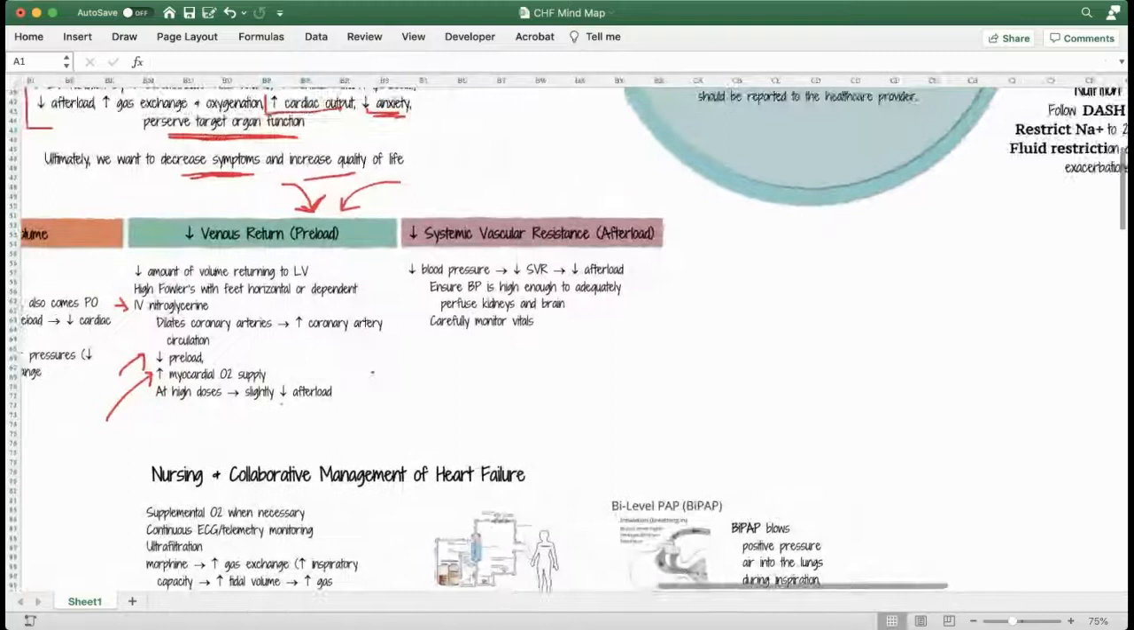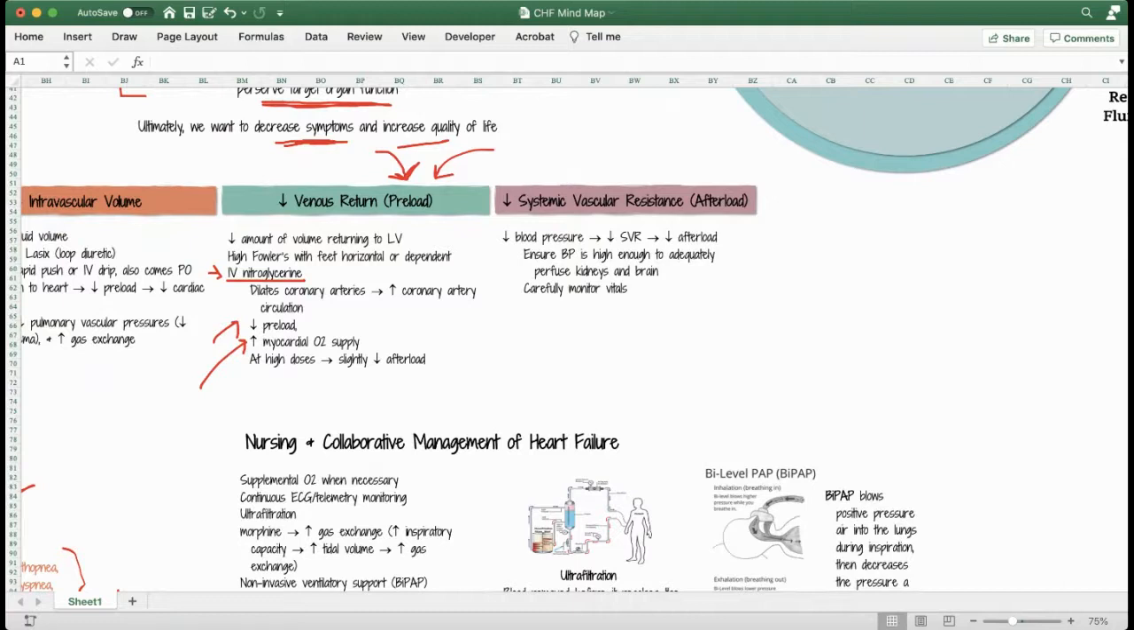But nitro here, I just want to point this out. I don't think they had a lot of information on your slides about nitro, and it's super important. It comes up on a lot of tests. What I've seen come up is knowing that it affects preload, that it dilates the coronary arteries and therefore increases coronary artery circulation, and it's going to increase the oxygen supply because of that. And the only time it will affect afterload is if you give it at really, really high doses. So just go with preload for that answer.